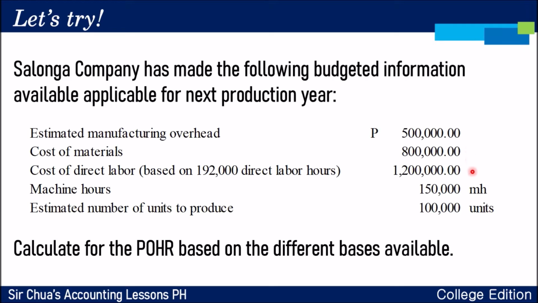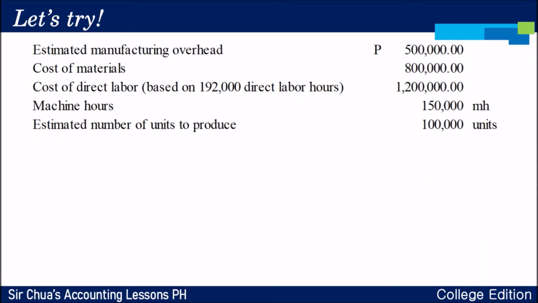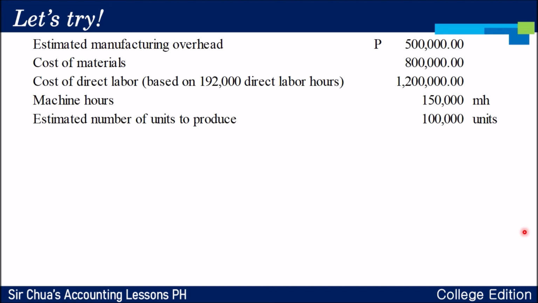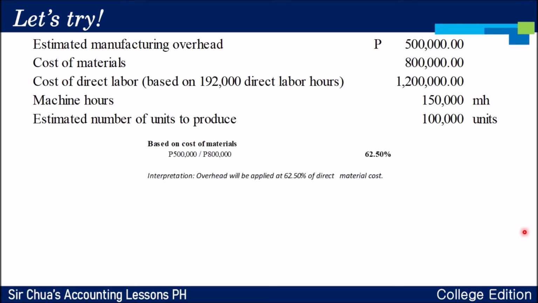Direct labor is 1,200,000 based on 192,000 direct labor hours. Machine hours is 150,000 machine hours, and the estimated number of units to produce for the next production year is 100,000 units. Calculate the predetermined overhead rate na gagamitin natin for the application of the overhead based on the different bases. Okay, so coming from that information, the first base na pwede po natin gamitin is based on materials.